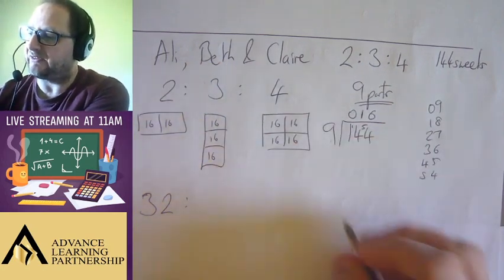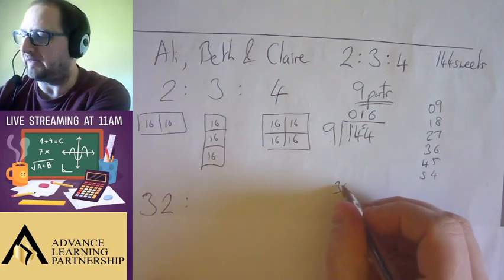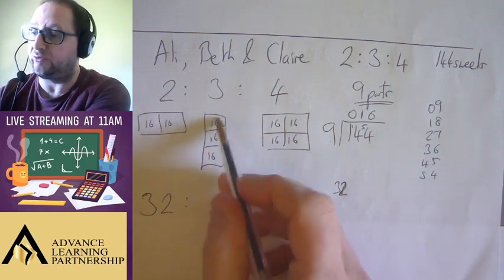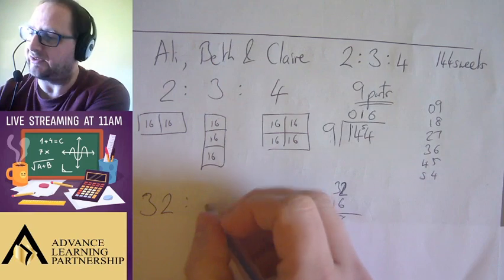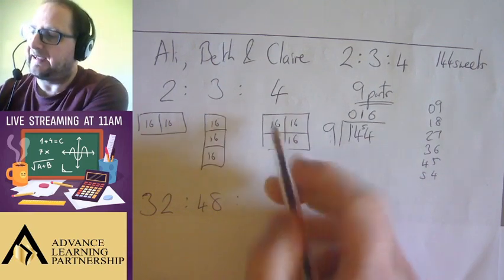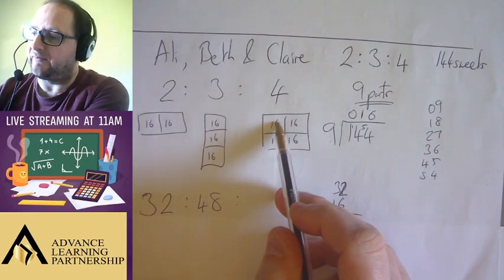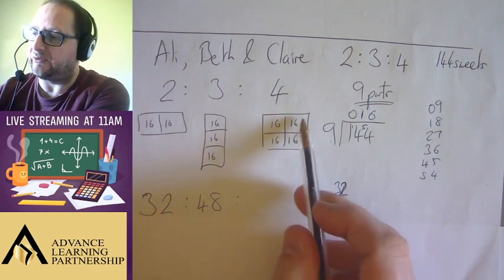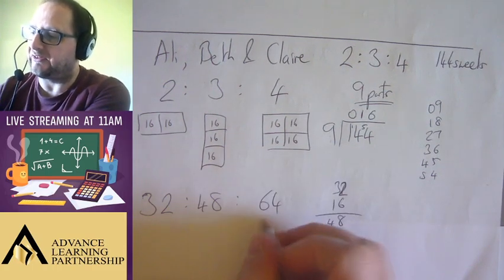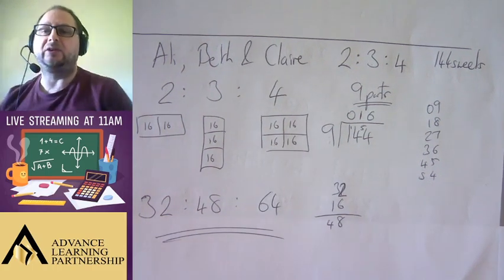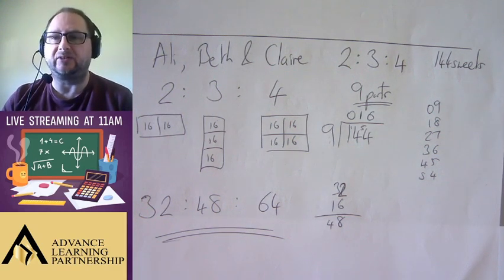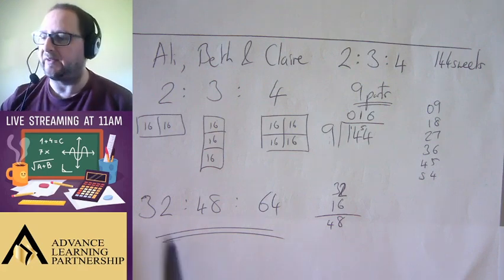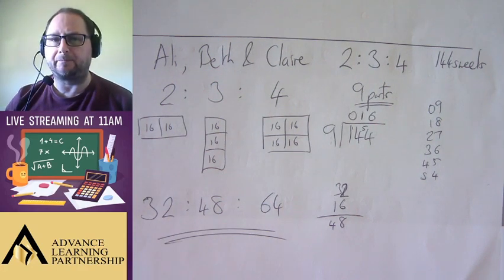Beth gets 3 16s. So a clever way here is to think, well, I know that 2 16s are 32, so just add another 16 on to give you 48. And Claire gets 4 16s, well that's 32, and that's 32, so that's 64. So very well done if you got 32 sweets for Ali, 48 sweets for Beth, and 64 sweets for Claire. Remembering that we can then add all them together.